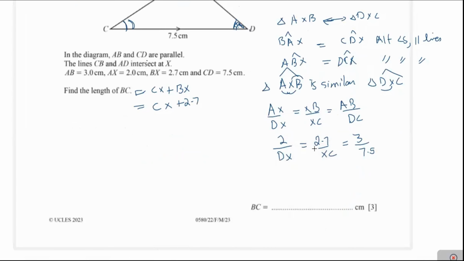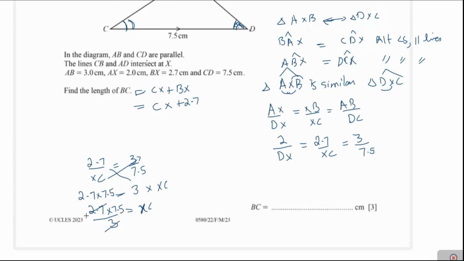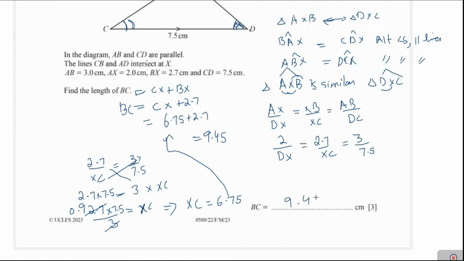Now you see here 2.7 over XC equals 3 over 7.5. Multiplying, when we shift from left to right side, this becomes 3 multiplied by XC, and 2.7 multiplied by 7.5. Now XC will be equal to 2.7 multiplied by 7.5 over 3. Now we divide this, 9 times 27. Now we get XC equal to 6.75. Therefore, BC will be equal to this value, substitute here, 6.75 plus 2.7, which is 9.45.